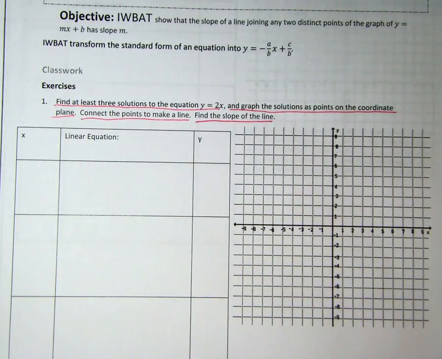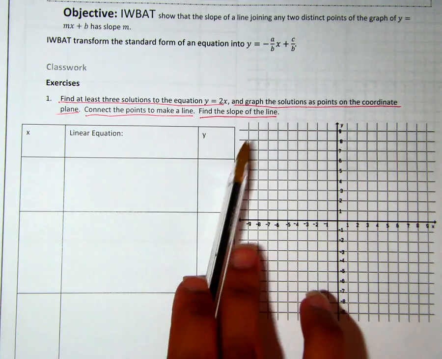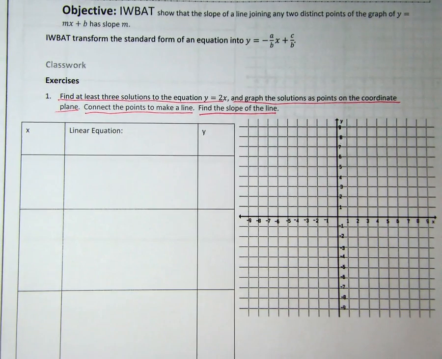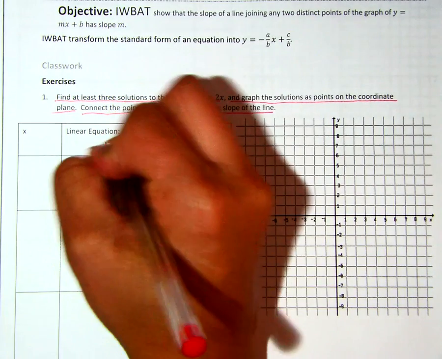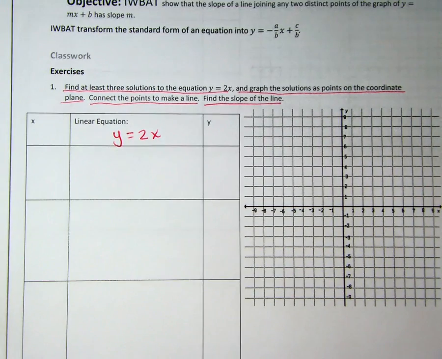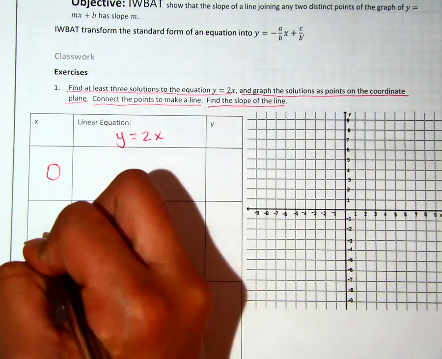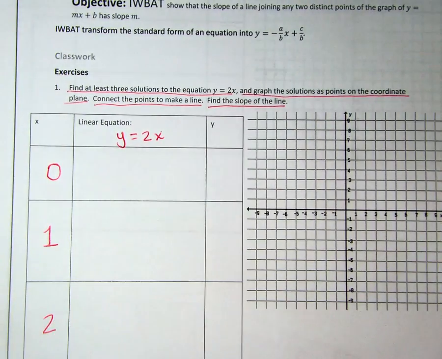Find at least 3 solutions to the equation y equals 2x. Well, I know that when I want to find the solution to any equation, I want to fix either my x variable or my y variable. So I've been given the linear equation y equals 2x. I want to fix my variables for x to be some simple numbers to work with. Let's start with 0, 1, and 2.